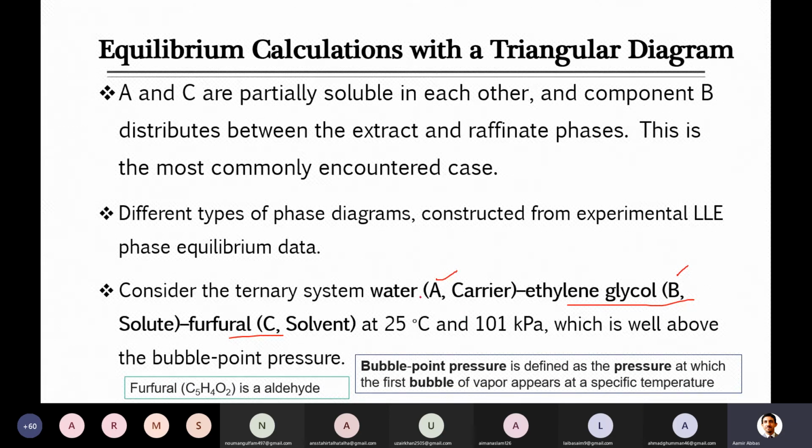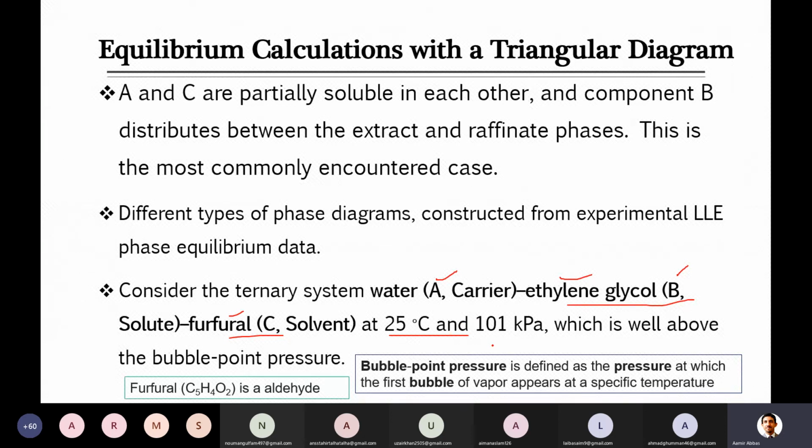So water is the carrier here. Ethylene glycol is part of the water stream, and you want to remove it. To remove it, you bring it in contact with another hydrocarbon, and furfural is one of the aldehyde hydrocarbons, available at this temperature and pressure. Why is this given? Because we are looking for equilibrium data, which has to be found experimentally, so we should be aware of the temperature and pressure conditions.